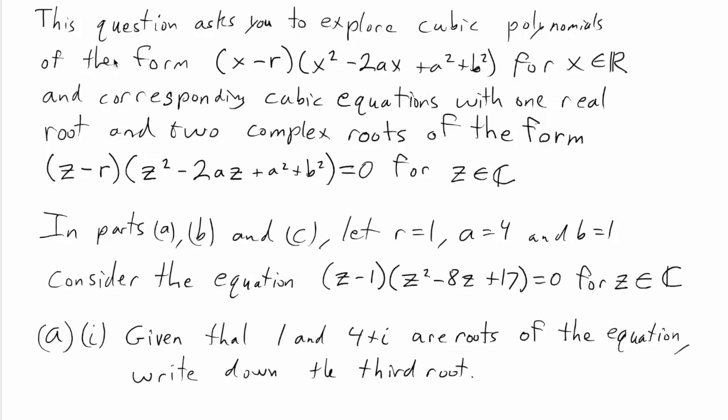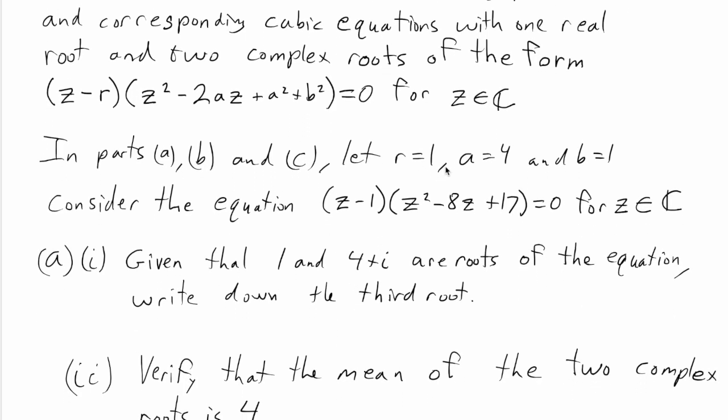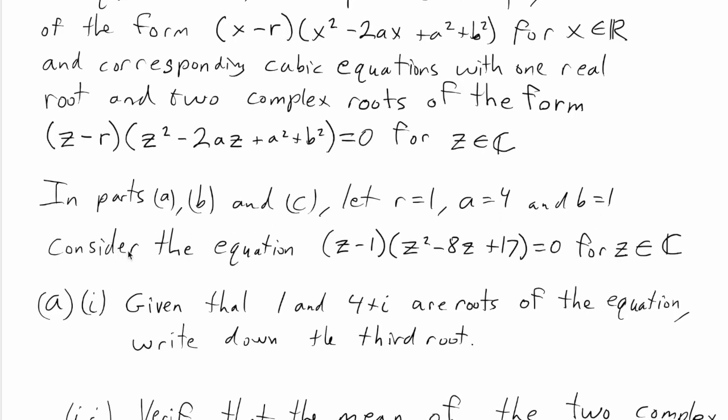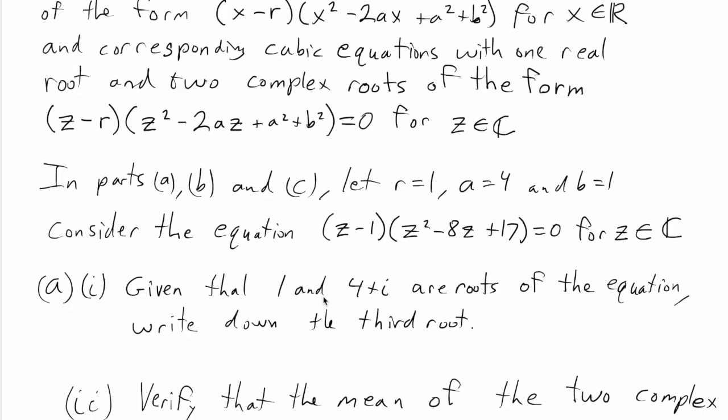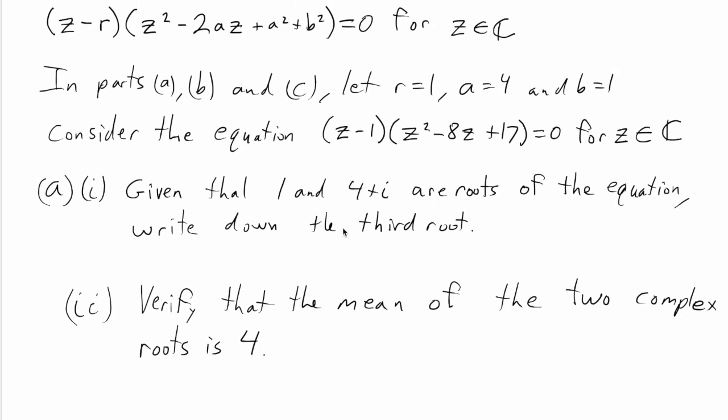Okay, in this question there's quite a long preamble here, but it's talking about cubic polynomials of this form and corresponding cubic equations with one real root and two complex roots. Okay, so in parts A, B, and C, let r equal 1, a equal 4, and b equal 1. Consider this equation. Given that 1 and 4 plus i are roots of the equation, write down the third root.